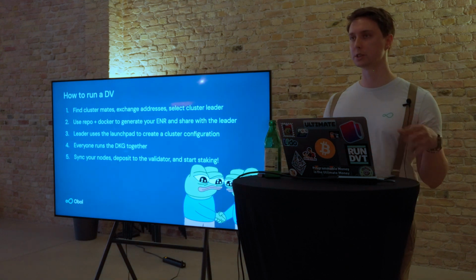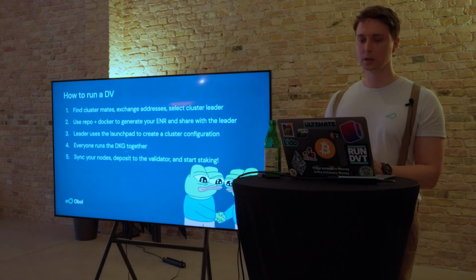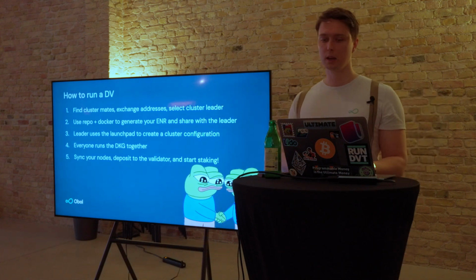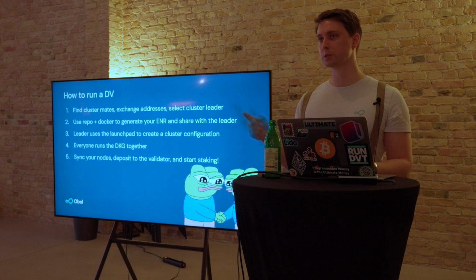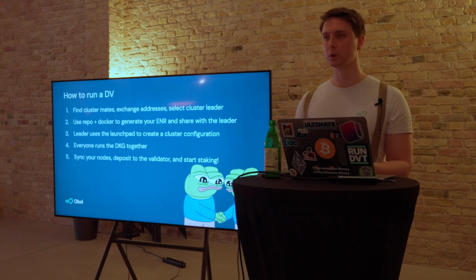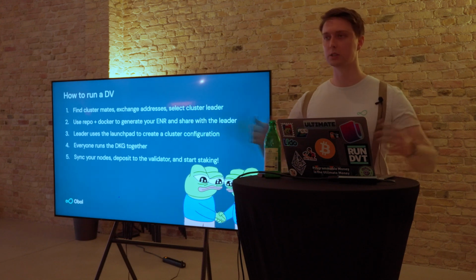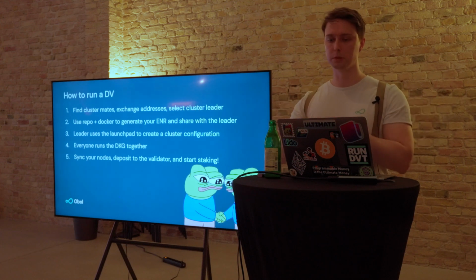Just generally speaking, the steps to run a DV is you're going to find other people to run with. You're going to exchange addresses with them. You're going to select one person who's going to be responsible for creating the cluster configuration. We have a repo with some Docker stuff in it where you can easily generate an ENR, so that's kind of the identity of your node, and you share that with the person that you said is going to create the cluster. So he gets the ENRs and the addresses from all the people in the cluster, and then he can use our launchpad to create the cluster configuration.